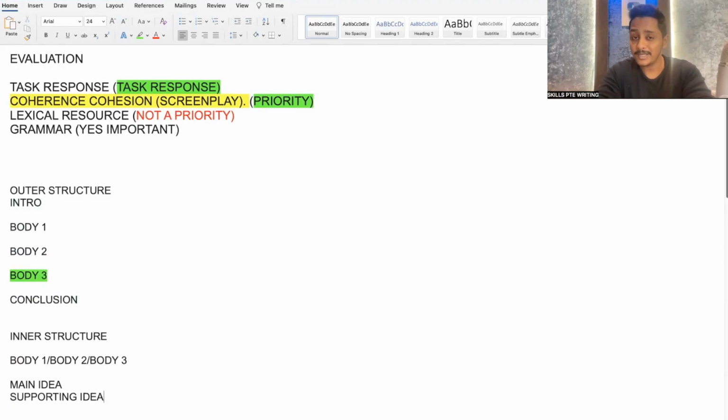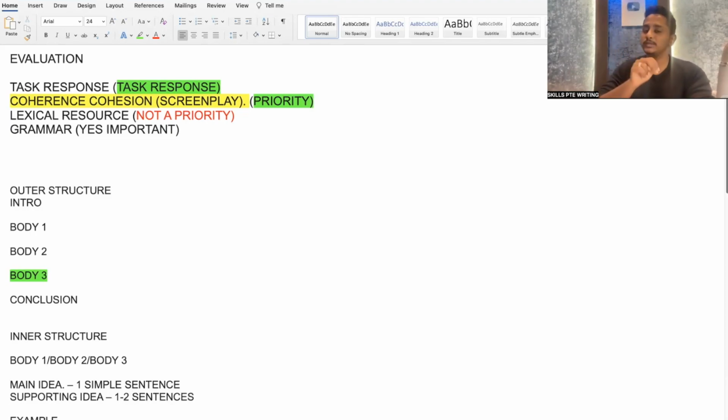This is very, very important. These are all the coherence and cohesion points. Then the third line is going to be the example, and then comes the conclusion. The main idea is going to be just one simple sentence. The supporting idea is going to be 1 or 2 sentences.